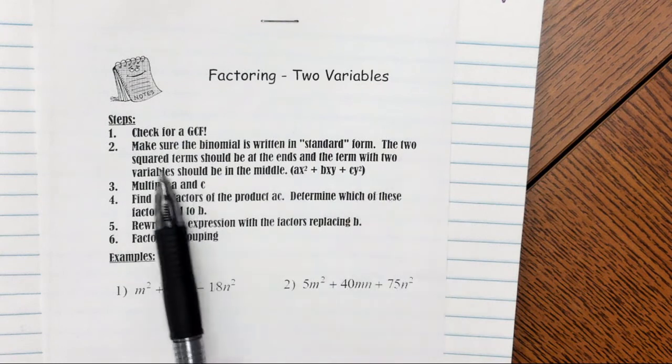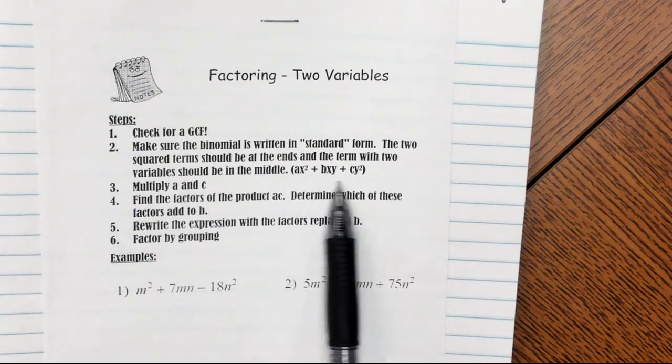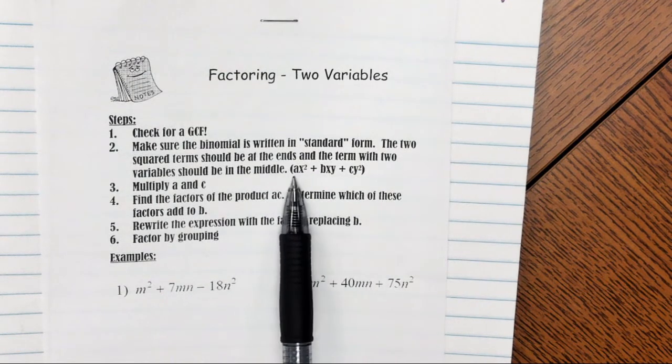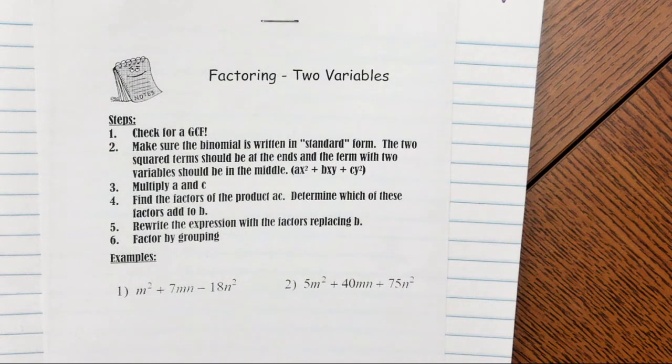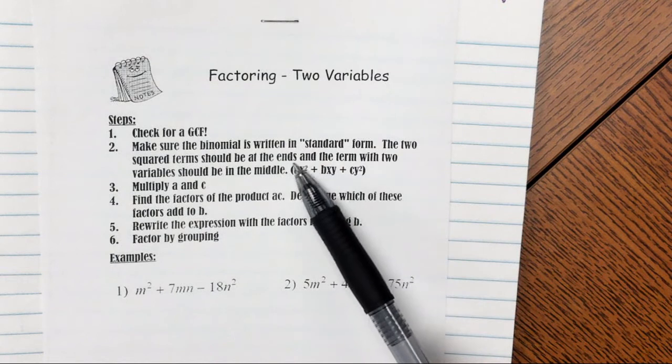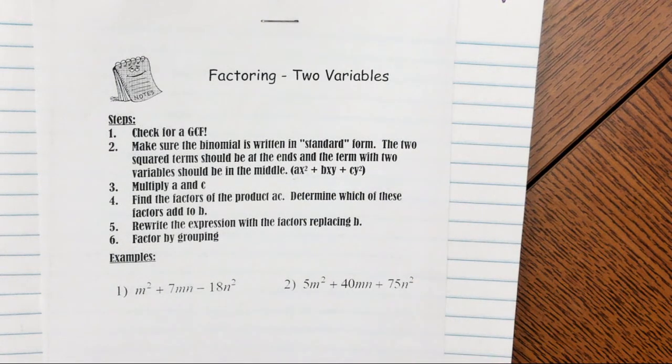The two squared terms should be at the ends, and the term with the two variables should be in the middle. So your trinomial should look something like this: ax squared plus bxy plus cy squared, where a, b, and c are constants. Now you may not have x and y, but the important part is you have the squared term first, the squared term last, and the term with both variables in the middle.